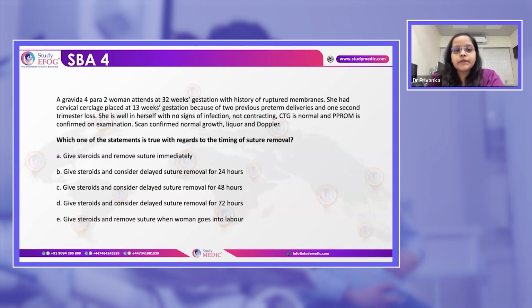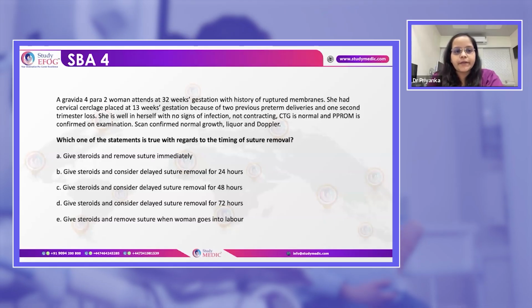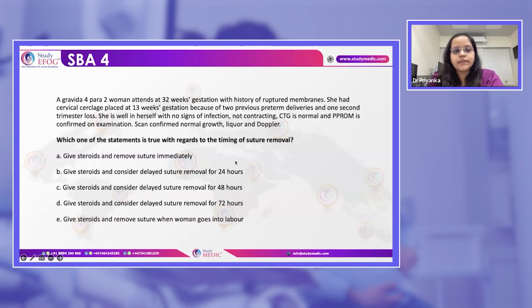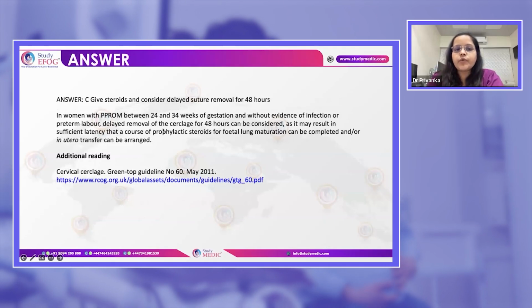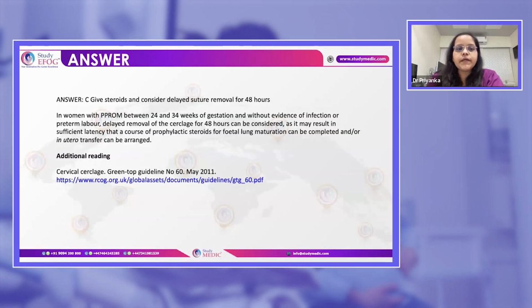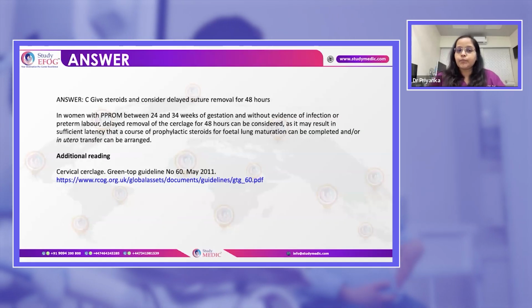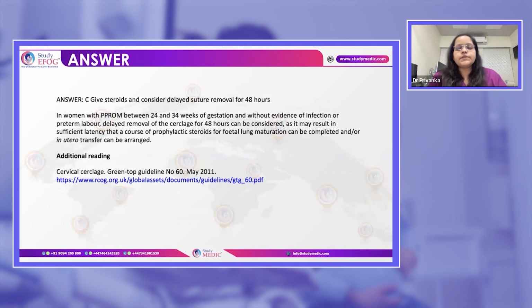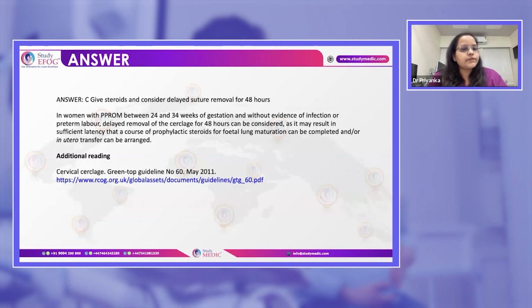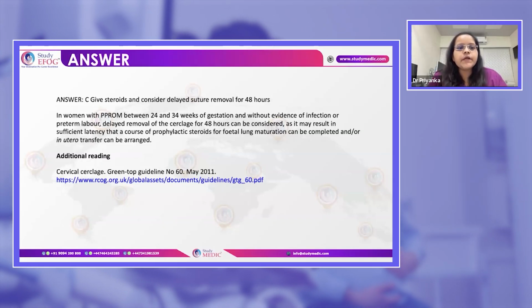Because she's 32 weeks, we are going to give her antenatal corticosteroids, and we can consider delayed suture removal for up to 48 hours for the steroids to act. So the answer here is C. We can delay up to 48 hours because the scenario says that she has no symptoms of infection and she is not in labor. The CTG is normal and the ultrasound is normal.